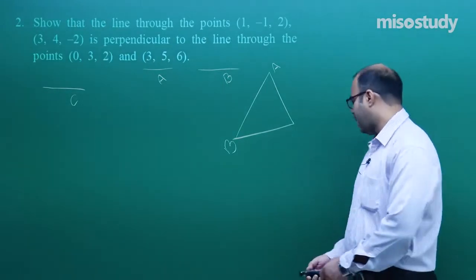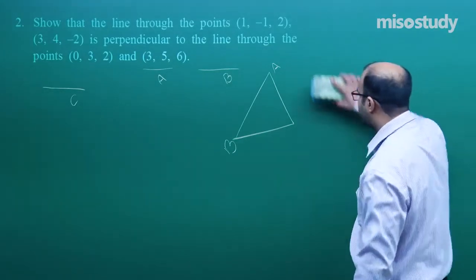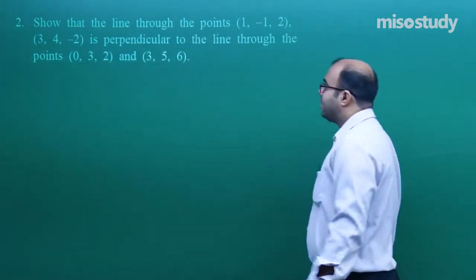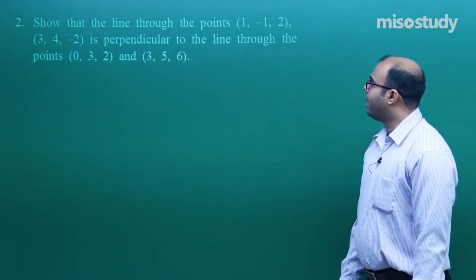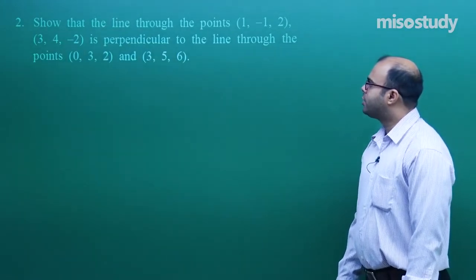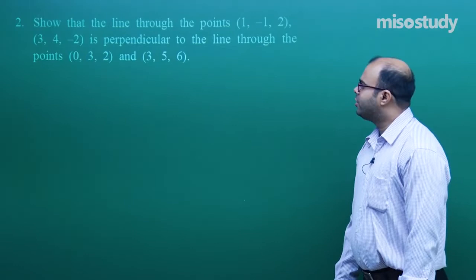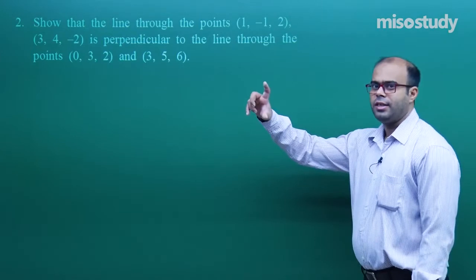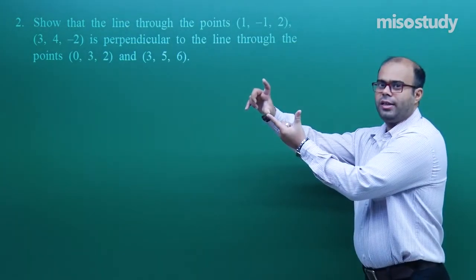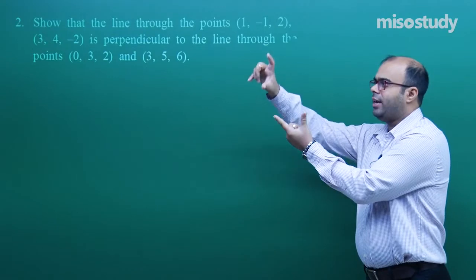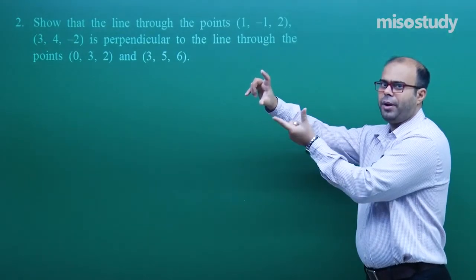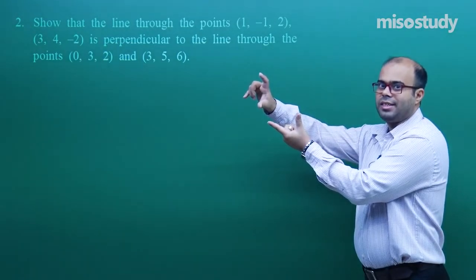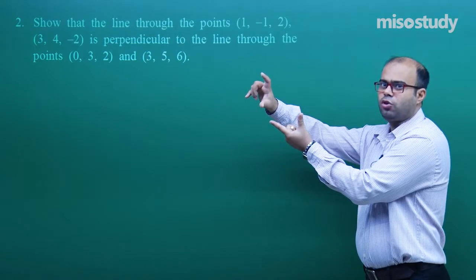Next question. Let us first erase all these writings here. The question says: show that the line through the points (1, -1, 2) and (3, 4, -2) is perpendicular to the line through the points (0, 3, 2) and (3, 5, 6). If a line joining two points is perpendicular to a line joining another two points, then the vector along this and the vector along this are perpendicular, which means the dot product of these two vectors, that is the scalar product, should be 0, as the angle between them is 90 degrees. So, cos 90 will be 0.